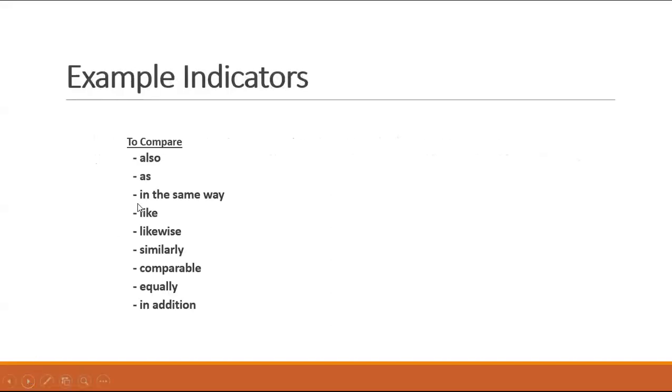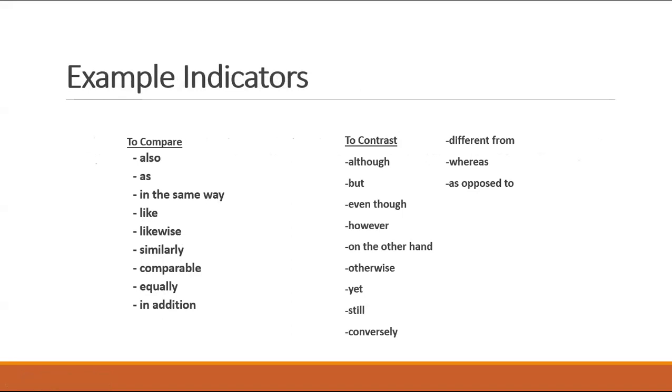Examples of indicators to compare: see, we have also, as, in the same way, like, likewise, similarly, comparable, equally, or in addition. So now you know, when we compare two subjects, two objects, we talk about their similarities, right? When we want to make a contrast, we use although, but, even though, however, on the other hand, otherwise, yet, still, conversely, different from, whereas, as opposed to, right? So here we have the indicators to express what we are going to mention about those two subjects, either it's a comparison or a contrast. Right? And of course, we are organizing them.